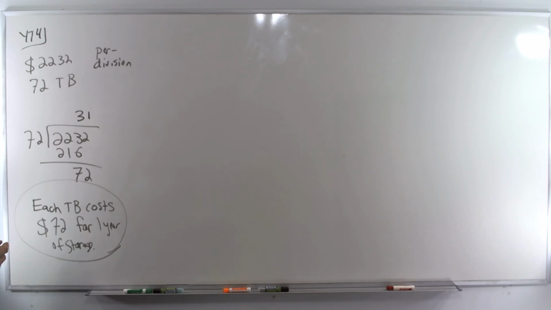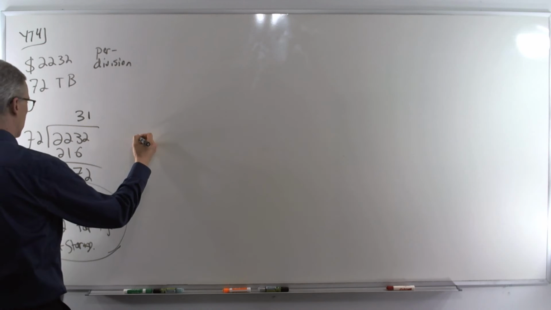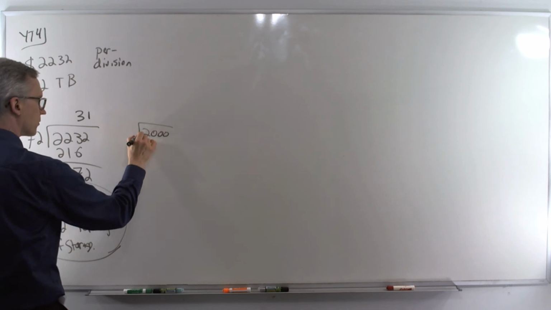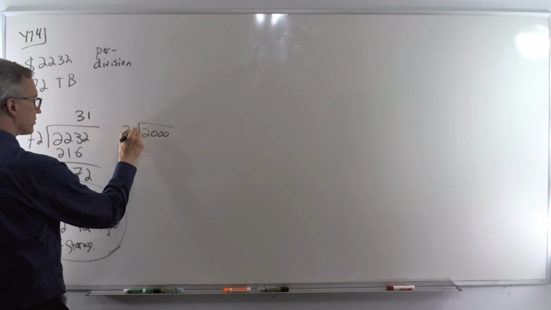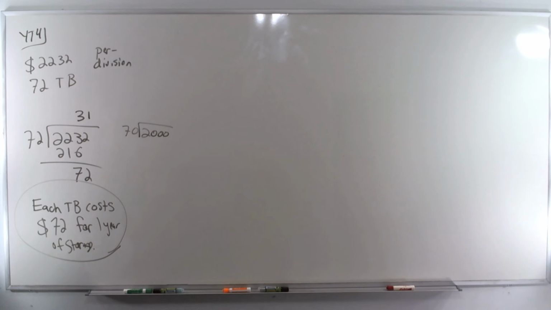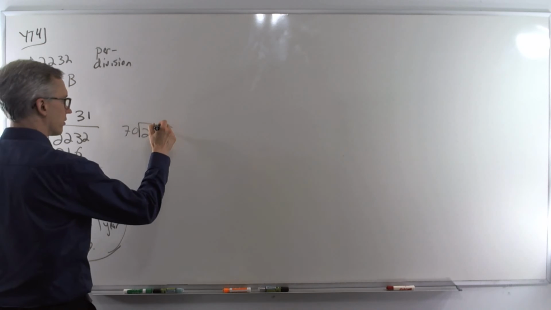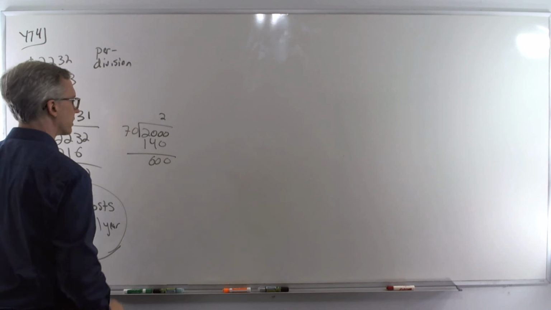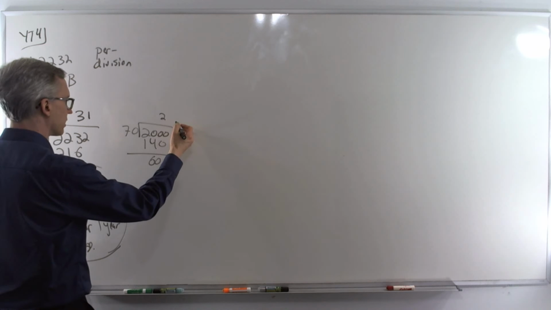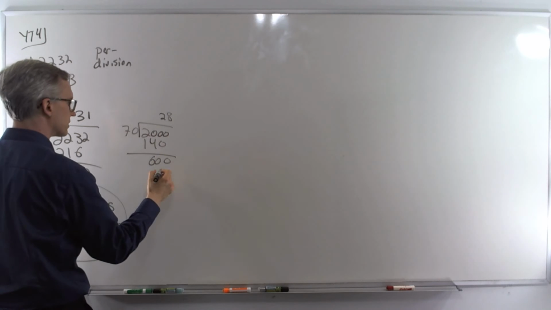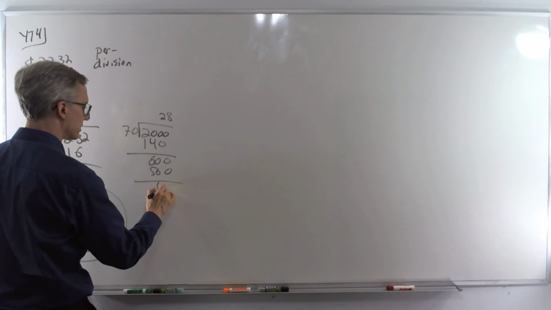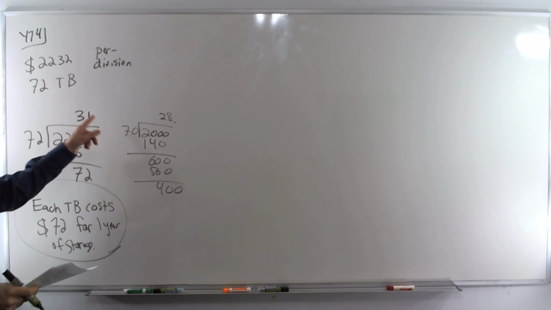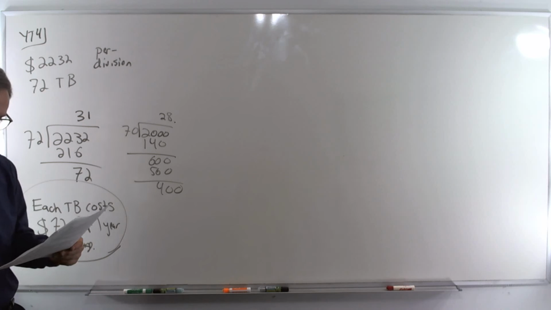All right, let's estimate, see if we're close. So 2,232 rounds to 2,000. And 72 rounds to 70. So this will make our division a little easier. This will go in 2 times, 140, subtract to get 60, bring down the 0, we got 600, and 7 times 8 is 560. 28 point something, which is pretty close to 31, so that works.